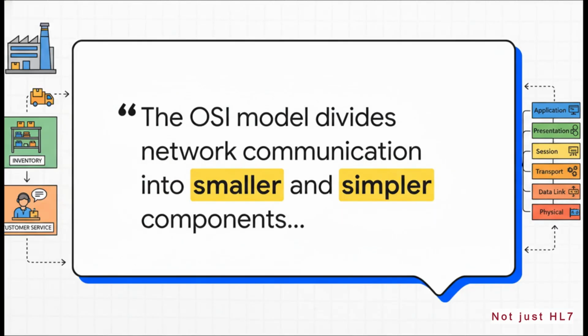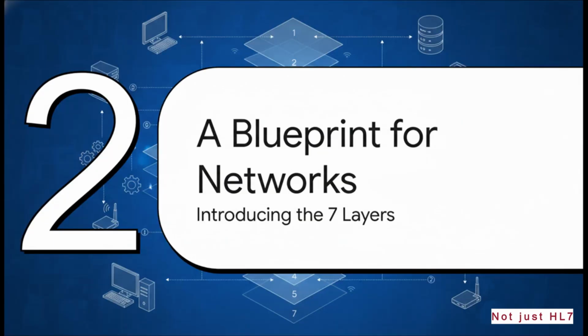Think about it like you're starting a company. You wouldn't just have one giant room where everybody does everything all at once. No, you'd create departments, a shipping department, an inventory department, a customer service team. Each one has a very specific job, and it relies on the others to do their jobs correctly. The OSI model does the exact same thing for network communication. It creates these departments or layers, making a massively complex process manageable, easier to build for, and way easier to fix when something breaks.